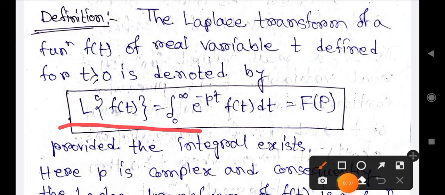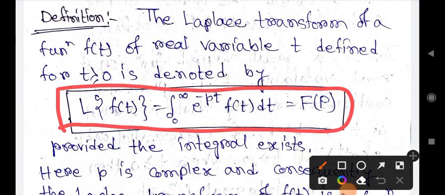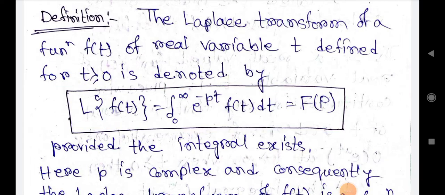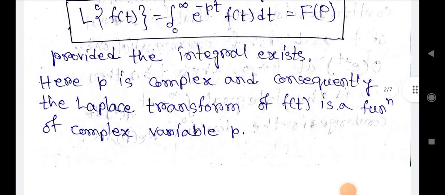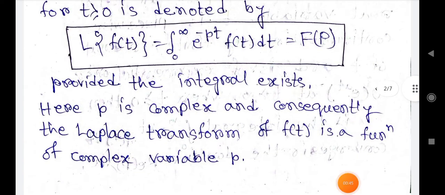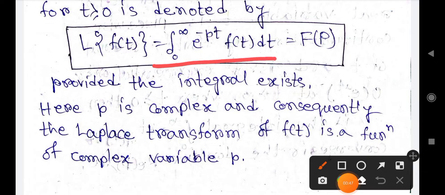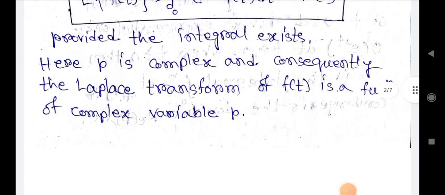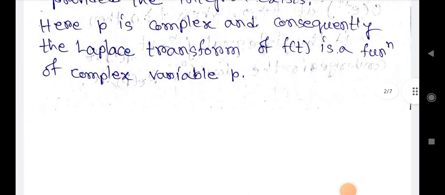This is a very important formula. Remember it. Provided the integral exists. Which integral? This integral. Provided the integral exists. Here p is complex, and consequently the Laplace transform of f(t) is a function of the complex variable p.